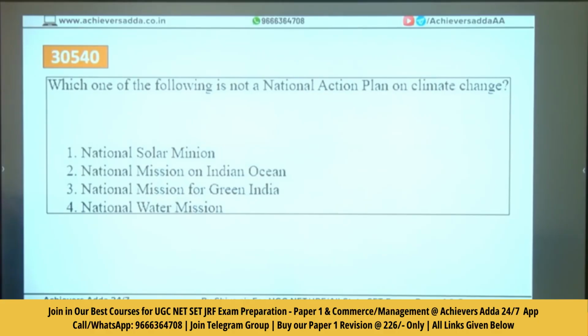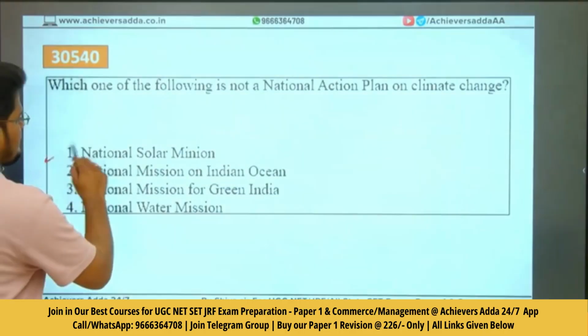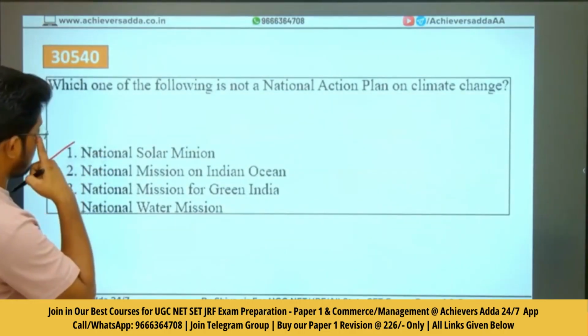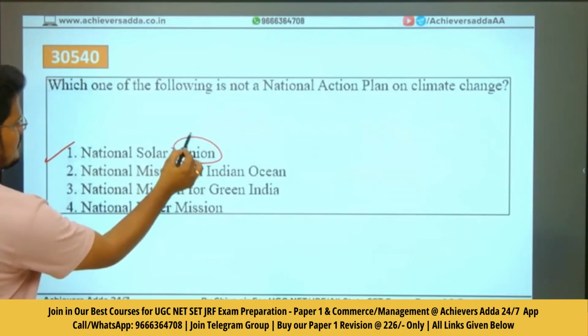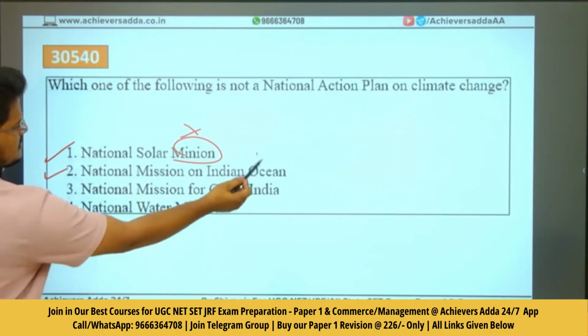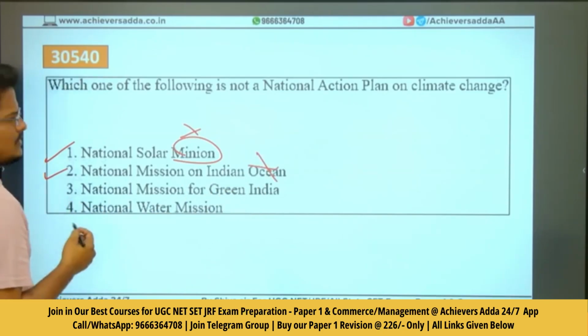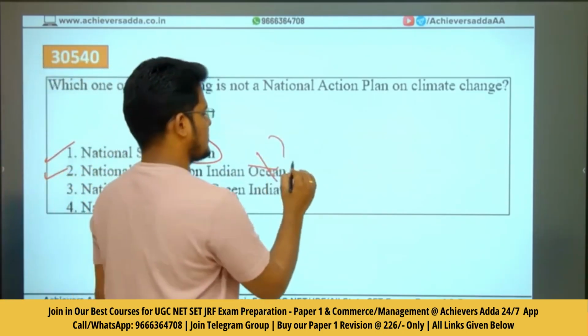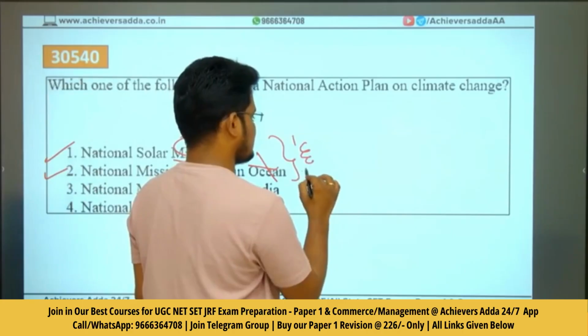So this question: both 1 and 2 are not part of NAPCC. Solar Minion, wrong. National Mission on Indian Ocean, nothing. It is not there. So these both are wrong. Options 1 and 2 are given as the correct answer.